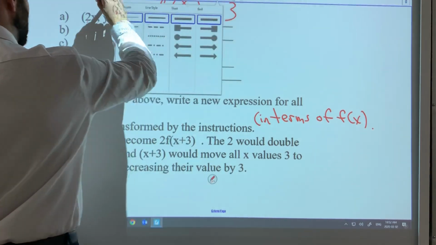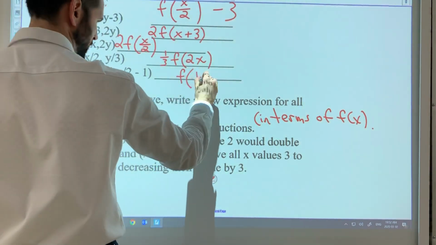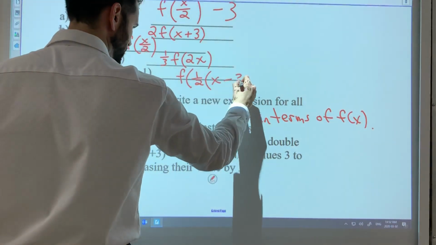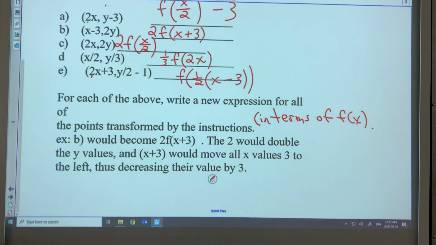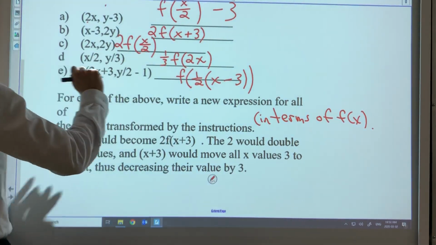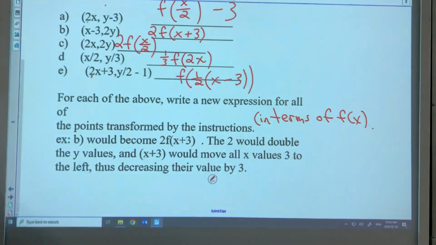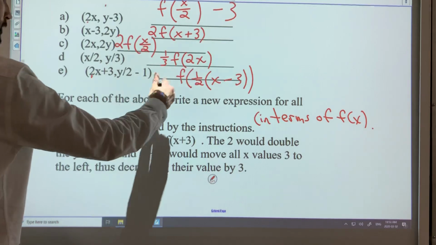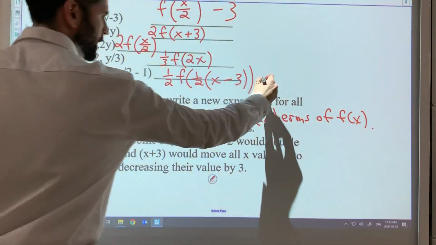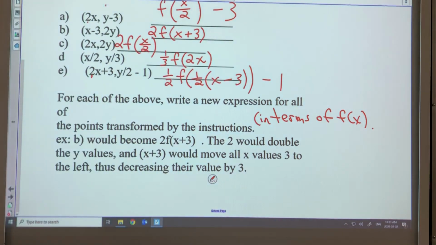Okay, so I need to take that divided by 2, go 1/2, and then open a bracket, x minus 3 there. Right, so now I got my b value, which is 1/2, which means I multiplied by 2, and then I added 3, so it means to subtract 3 on the inside. Now for the y values, we got divided by 2, so that means 1/2, and then a subtract 1, so subtract 1 out there, and you're done.